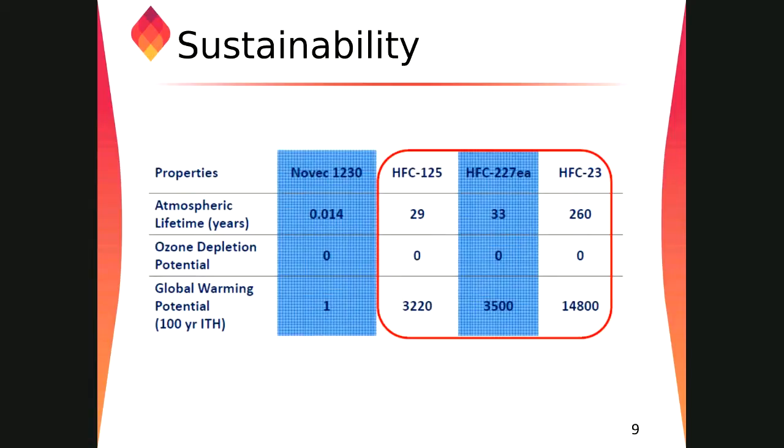And then we have the sustainability, right? The atmospheric lifetime for the Novec 1230 is 0.014 years in the atmosphere, which is like 9 days, right? And for the HFC 227ea, we have 33 years. The ODP for the Novec is 0, and for HFC 227ea is also 0. So what is the ODP? Ozone depletion potential. You guys maybe know some of the basic environmental studies.